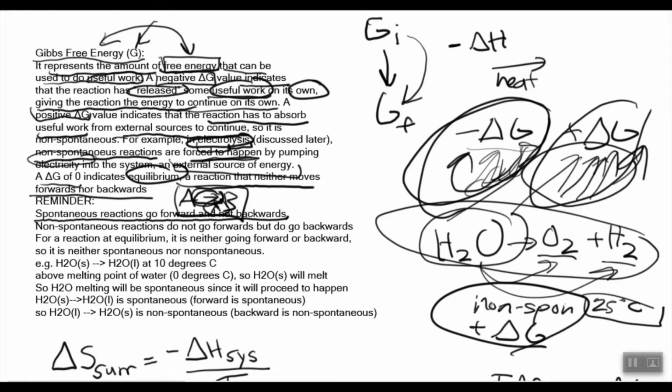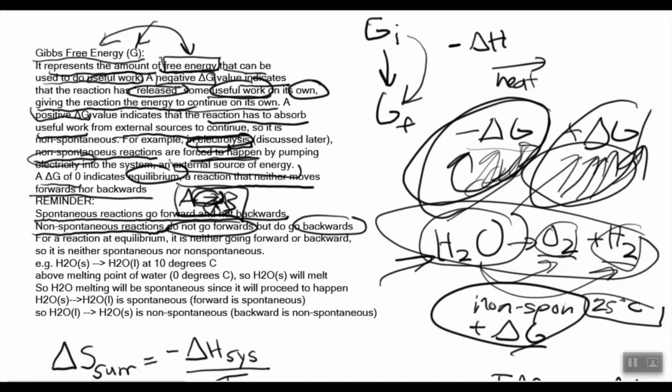And in spontaneity, we are looking at the overall stuff that's happening. So, just remember that. And let's talk about non-spontaneous reactions. Overall, non-spontaneous reactions do not go forward, but they do go backwards instead. So we can take a look at this reaction where water is converted into oxygen and hydrogen gas.